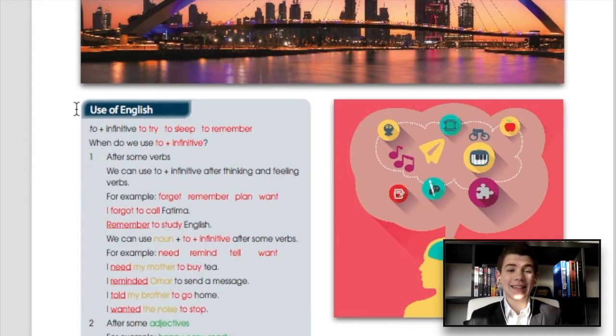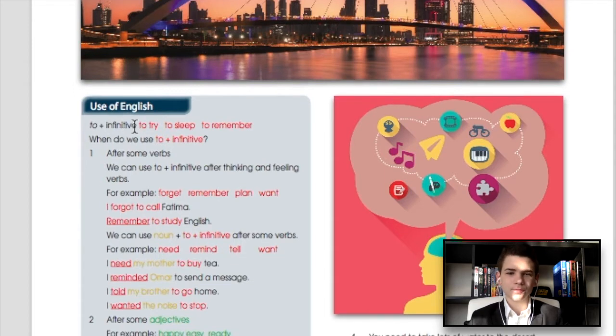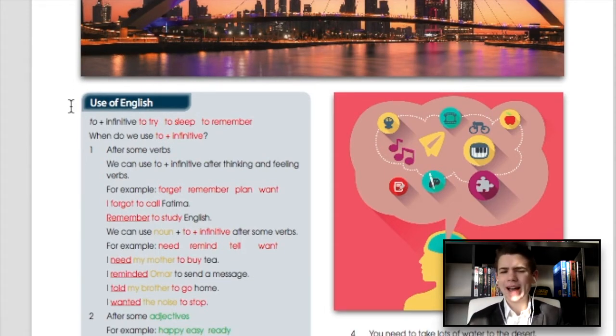Use of English. Today's use of English is to plus infinitive. Here are a few examples of what to plus infinitives look like: to try, to sleep, to remember. Infinitives are special in the sense that they aren't talking about the past or the future. They are forever. They can be about the past, the future, the present, all of these. That's why it's called infinitive. So to try, you could have tried 10 years ago, you could try in the future, you could try right now. It's universal, it always works. To try, to sleep, to remember.